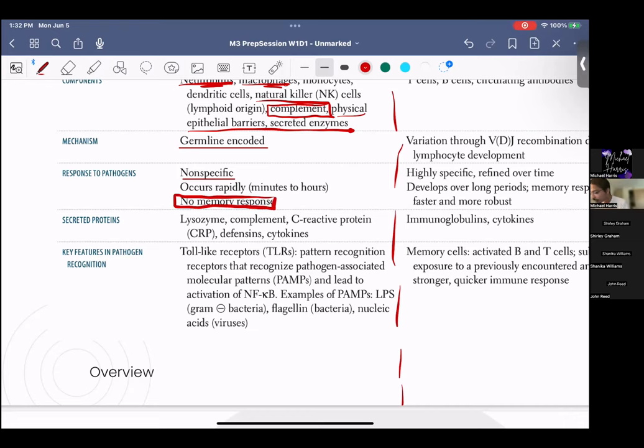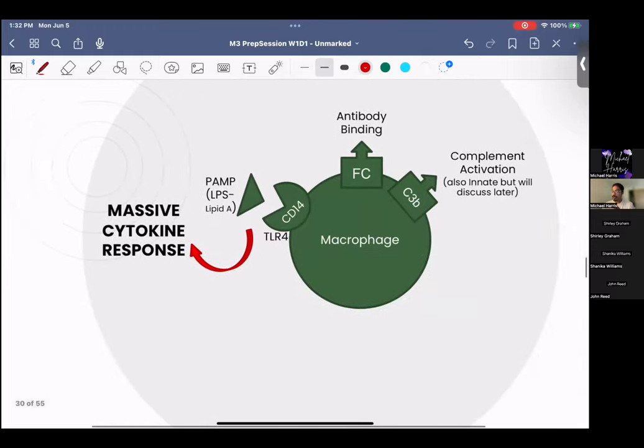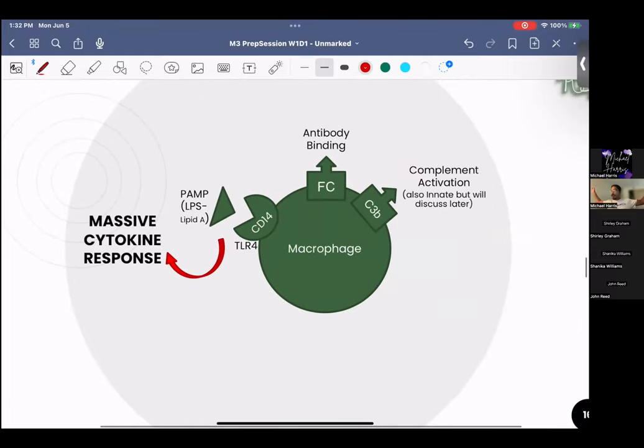Now, here's that NF kappa beta that we talked about that also deals with not only T cells and B cells, but here also with the innate immune response. And we're going to talk a little bit more about that. So here's our macrophages. CD14. We talked about that. That's a marker.